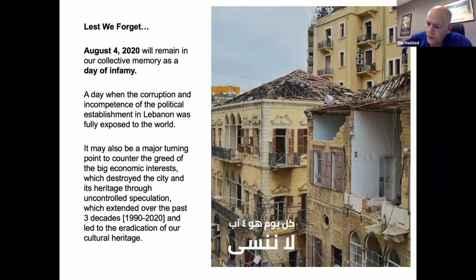Finally, I would say that this could be a turning point in countering the greed of the big economic interests that destroyed the city and its heritage through uncontrolled speculation over the past 3 or 4 decades and led to the eradication of our cultural heritage. But August 4 will remain in our memory as a day of infamy, as a great moment of maybe shifting the balance. Thank you.